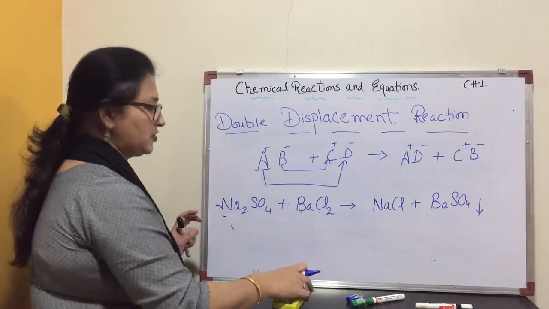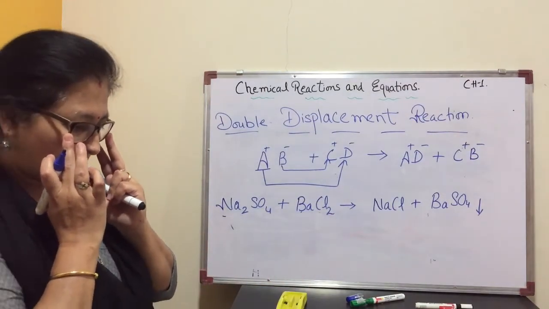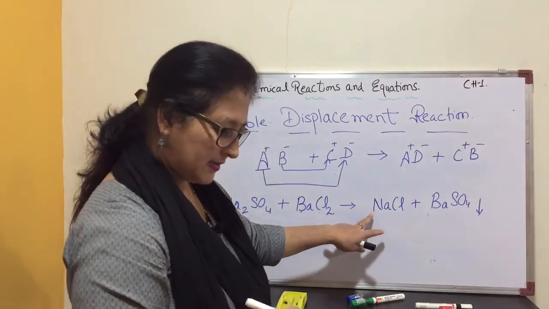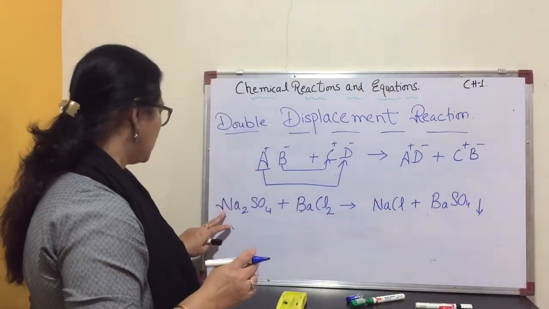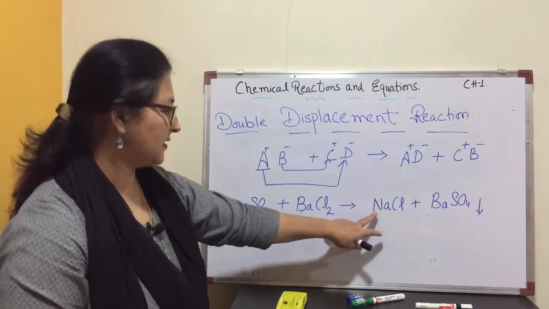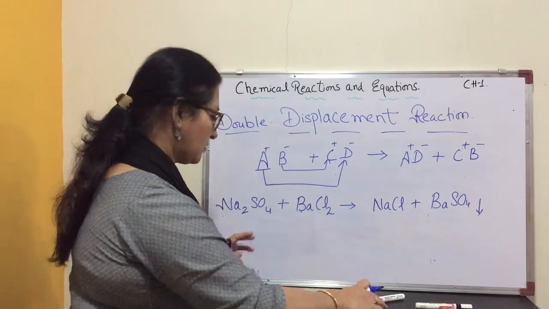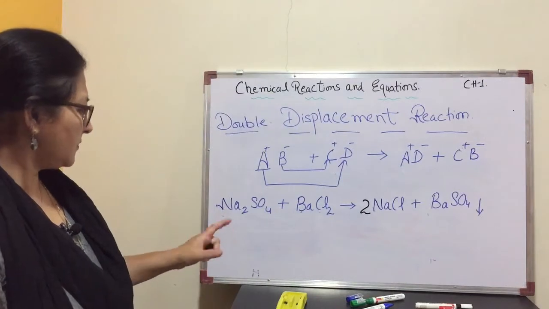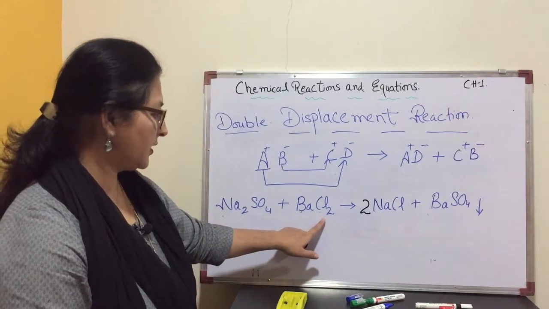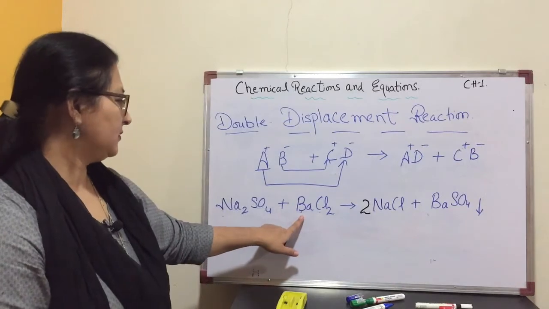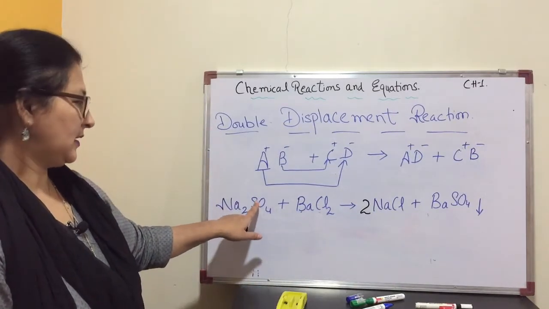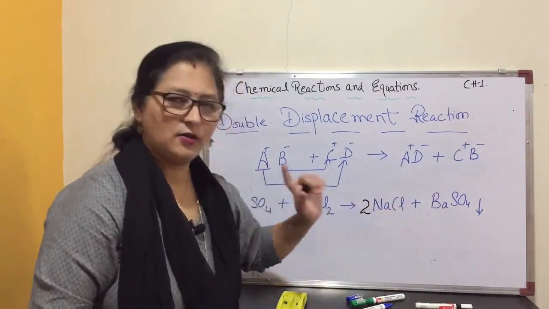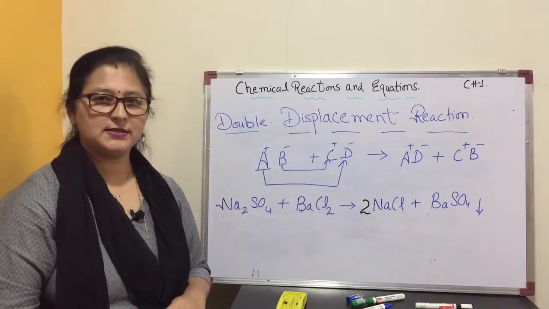Now let's see whether the equation is balanced or not. Okay, so sodium sulfate plus barium chloride gives NaCl plus BaSO4. Here sodium is 2, whereas here it is 1. So let's write 2 in front of NaCl, right? Sodium now is 2, chlorine is 2 here, chlorine also 2 here, barium 1, sulfur is single here, single, so sulfur is balanced and oxygen is also balanced. Now the equation is balanced.